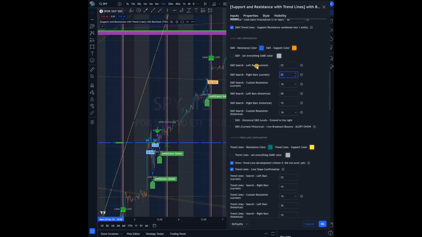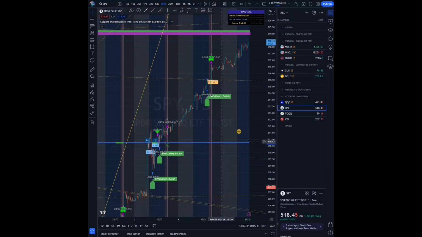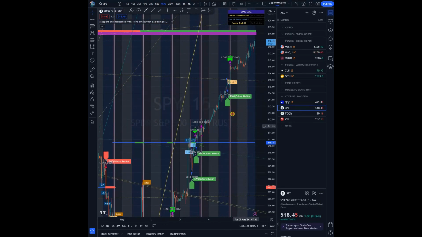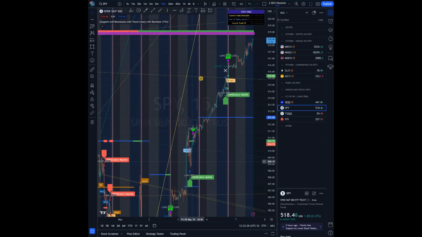And they're separated out for current and for historical. Both include custom resolution. As you can see, it's set to 1 hour while we're on 15 minutes. If it's set to off the chart and use 15 minutes, you see this support resistance current level. You see now there are more of them.